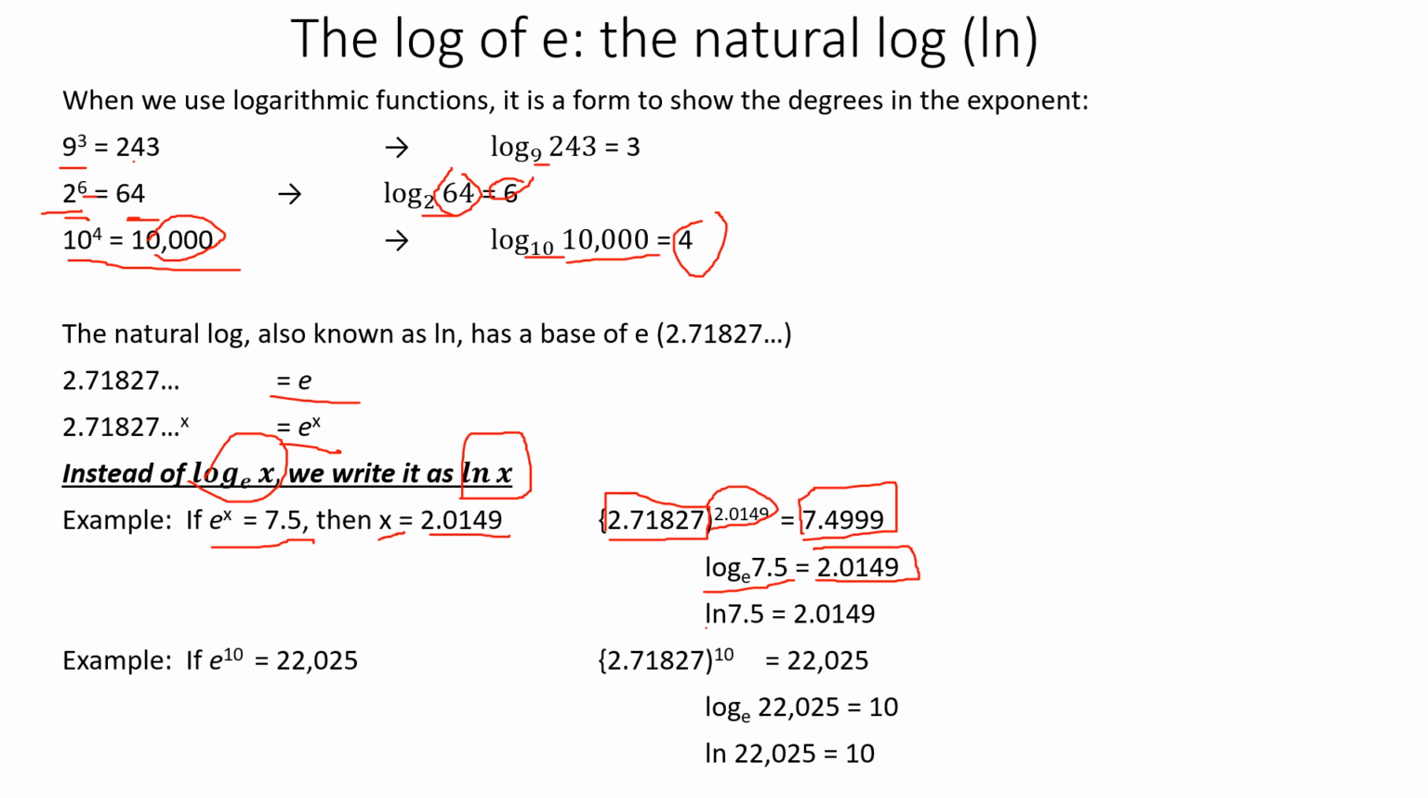I'm going to write it ln 7.5 equals 2.0419. E to the 10 equals 22,500. I would simply write, instead of log base E of 22,500 equals 10, I'm going to write ln 22,500 equals 10.